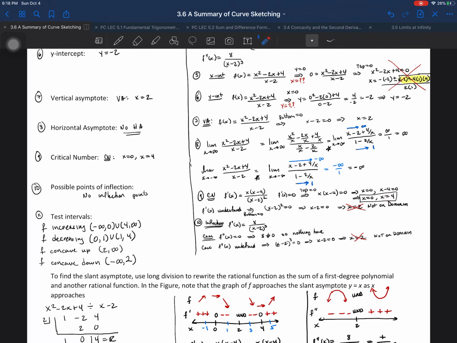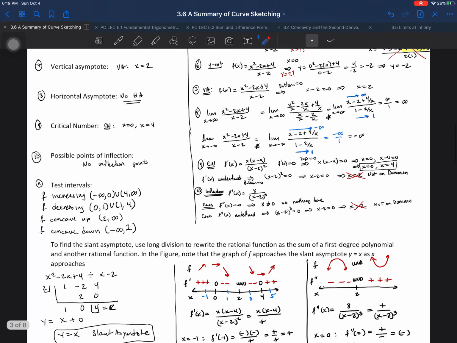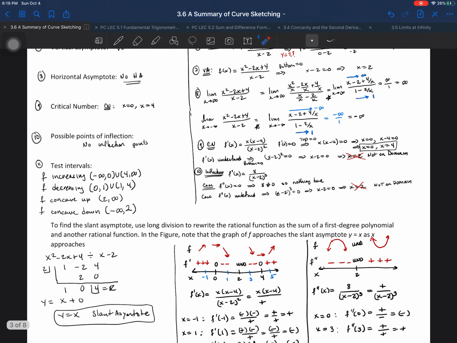The other ones will happen whenever the denominator is 0. So you set the denominator equals 0, and that will happen when x equals 2, but we already know that x equals 2 is not part of the domain. So it's not a critical number, but it's still going to be part of the number line, right? So the only critical numbers technically is x equals 0 and x equals 4.